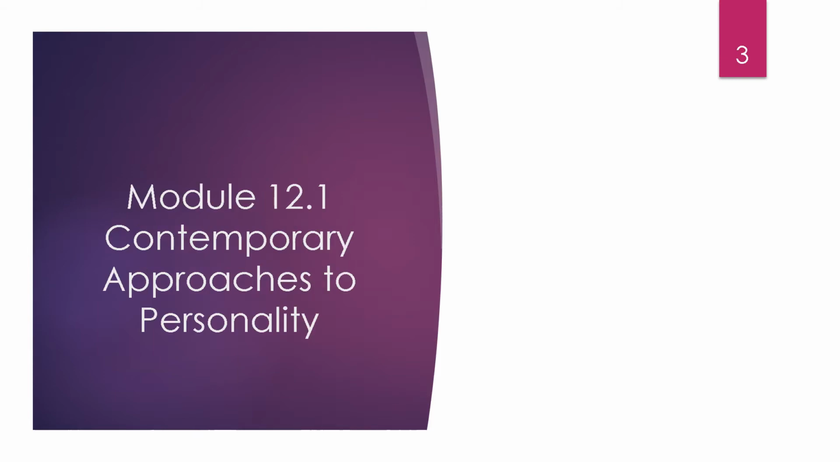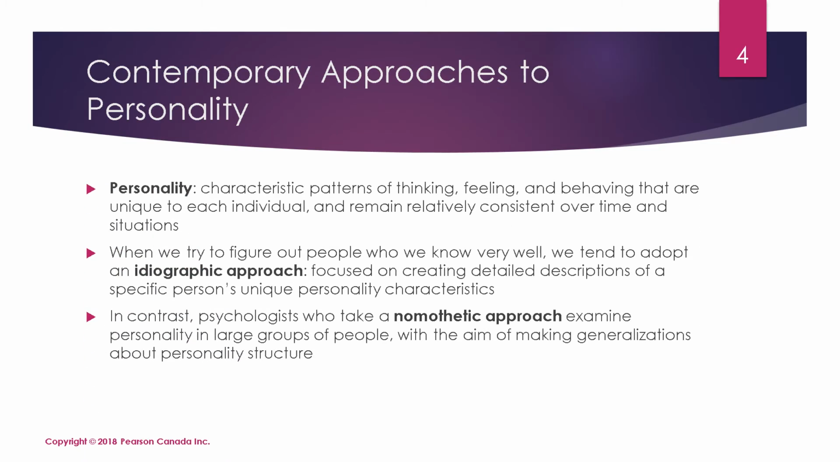So the first module is called Contemporary Approaches to Personality. So personality defined is essentially a characteristic pattern of thinking, feeling, and behaving that are unique to each individual and remain relatively consistent over time and situations. So that's something to keep in mind when we're talking about personality. We don't tend to say that the way that one person reacts in any given situation is indicative of their personality. Personality is more about the traits and characteristics that remain stable across a lifespan for the most part.